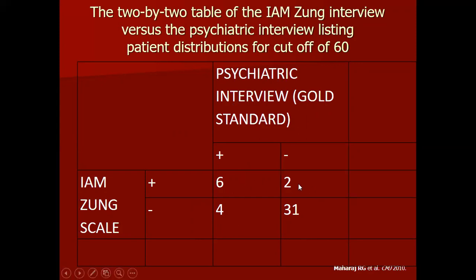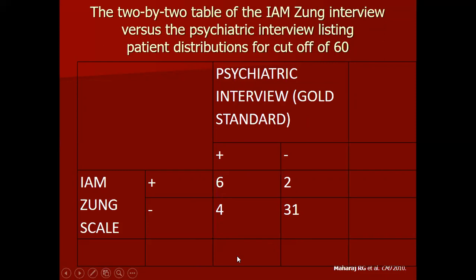So this is A, this is B, this is C, and D. Sensitivity is 60%, 6 over 10. Perfect, excellent. So all the people who had depression according to this study was 10 people. All these 10 persons had depression, all these 33 persons did not have depression. So the sensitivity was 60%.